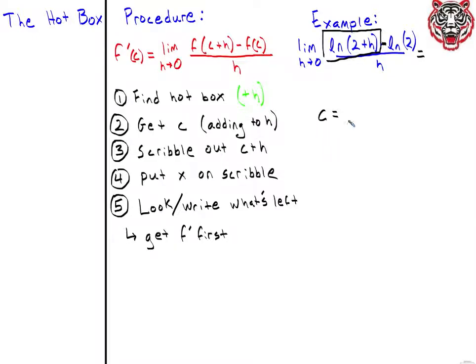C is 2. How'd you get that? It's adding to H. You can see that if I plug in 2 for C, this becomes 2 plus H. If I plug in 2 for C, this is f of 2, so 2 goes inside the parentheses. 2 is the interior function. So C is equal to 2. We got C. We just tell based on what numbers are in the given problem.